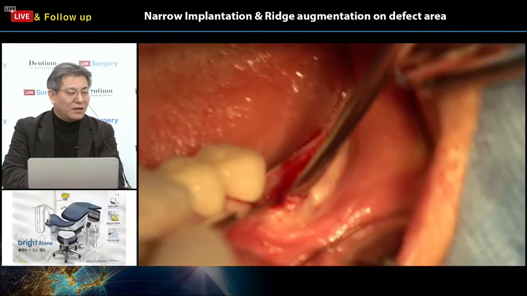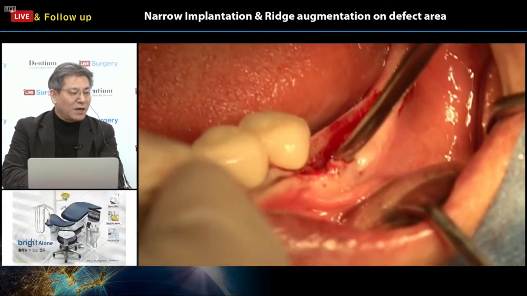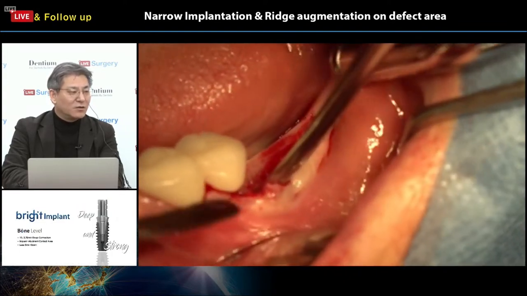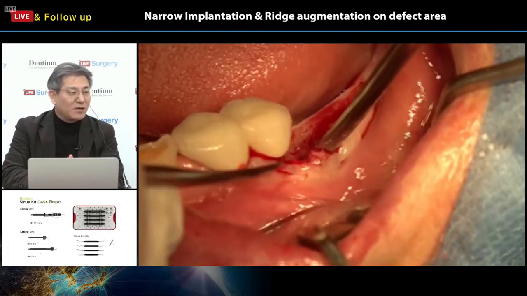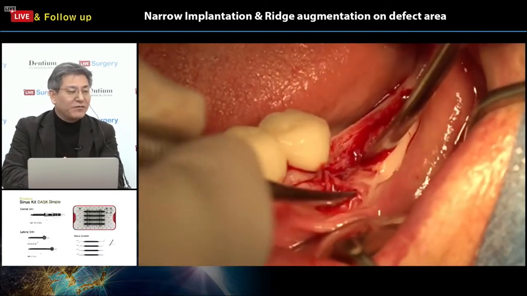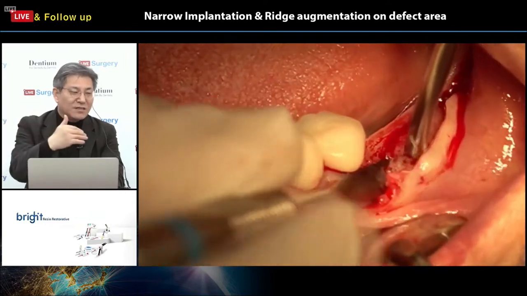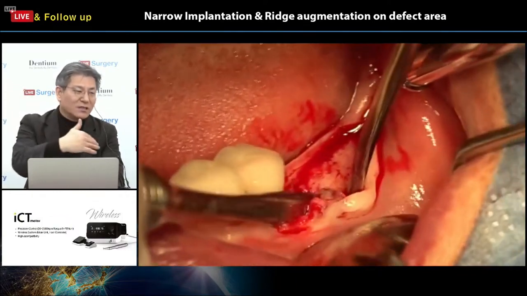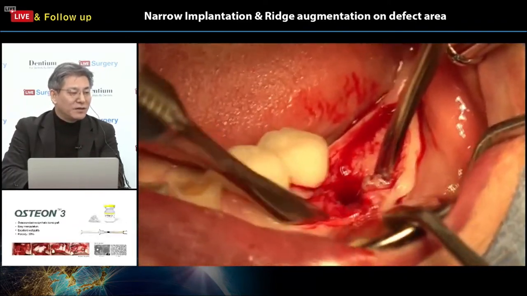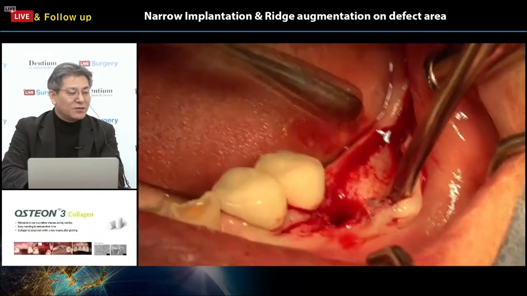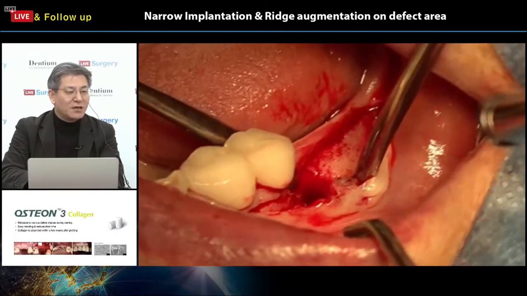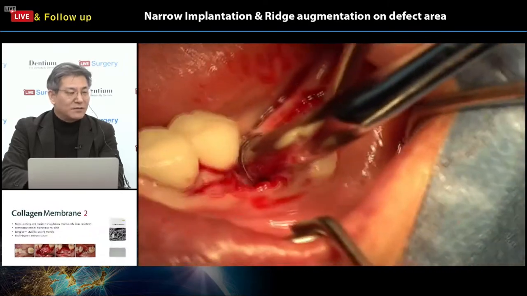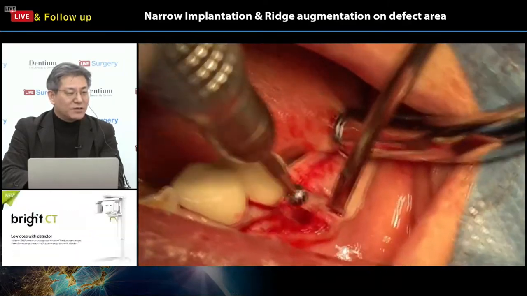Okay, at this time, he makes a horizontal incision instead of a vertical one. He wants to conserve the interdental papillae in the number 34, 35 area. So just horizontal incisions, prolonged until the number 34 tooth area. And this horizontal incision sometimes gives better primary closure after the surgical procedure.